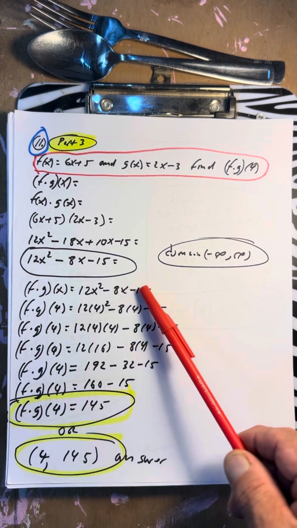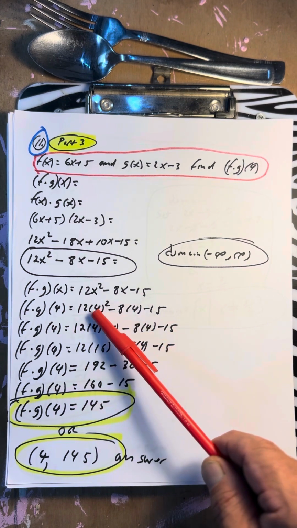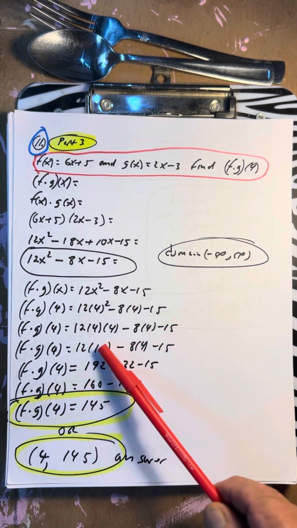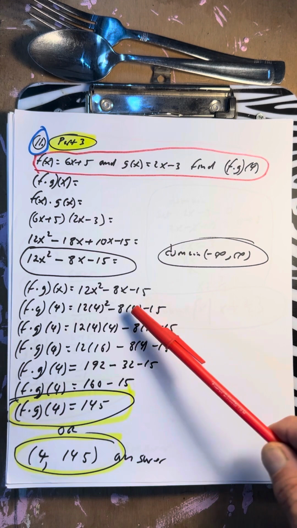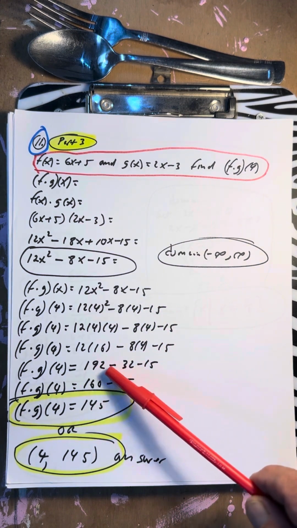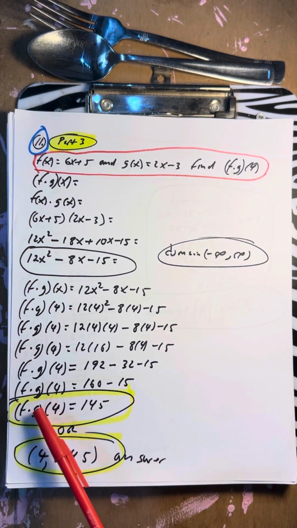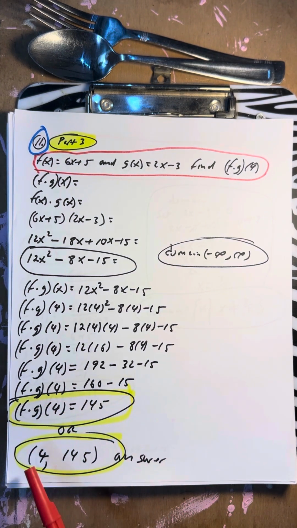F times g of x is this. What number? 4. Put a 4 there, 4 there, 4 there. 4 squared means 4 times 4. 4 times 4 is 16 times 12 is this number. 8 times 4, negative, is going to be negative 32, and then 15. So now, these two right here, it's going to give you 160 minus 15 is 145. So f times g of 4 is what? 145, or 4 comma 145.